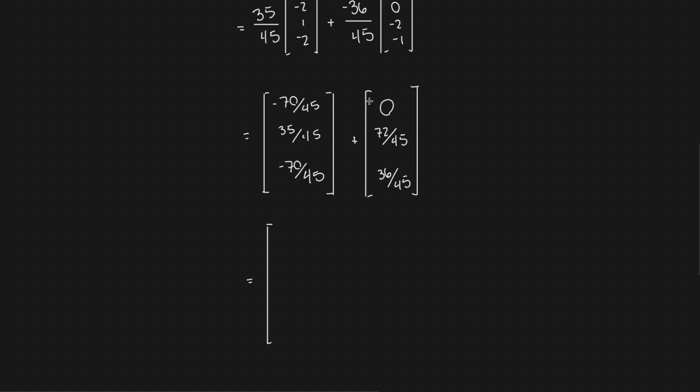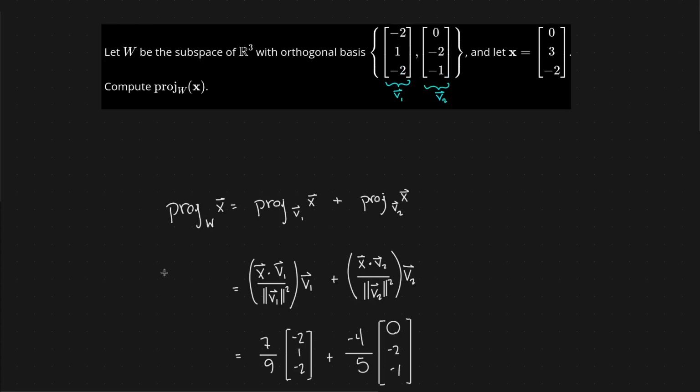My first component, negative 70 over 45 plus 0 is negative 70 over 45. My second component, 35 over 45 plus 72 over 45 is going to be 107 over 45. And negative 70 over 45 plus 36 over 45 is going to be negative 34 over 45. That is the orthogonal projection of vector x onto subspace W.